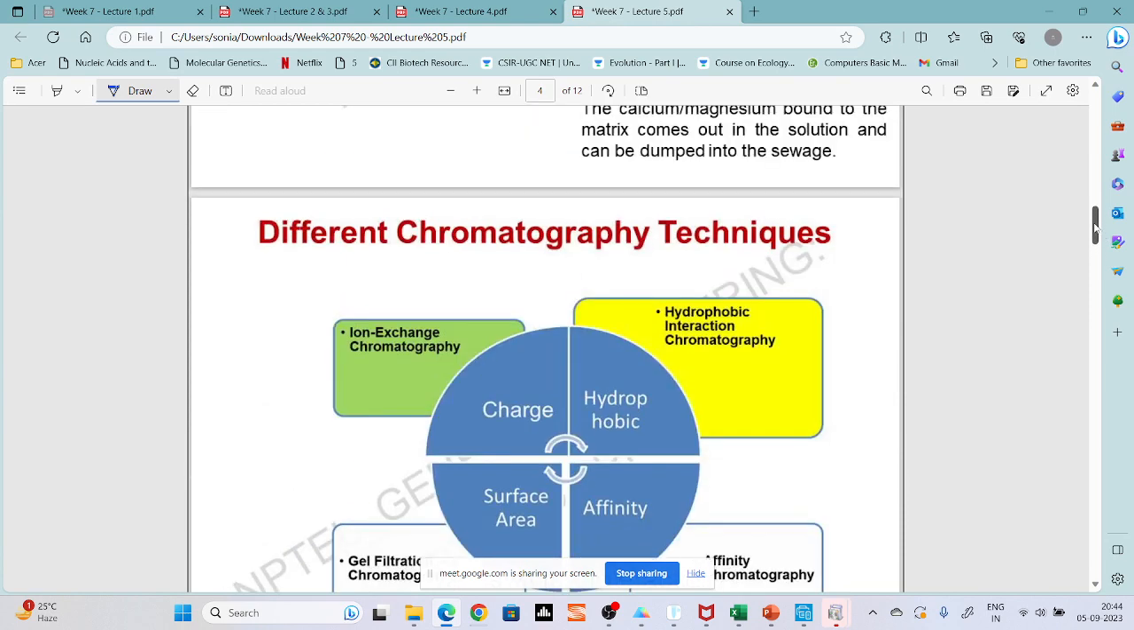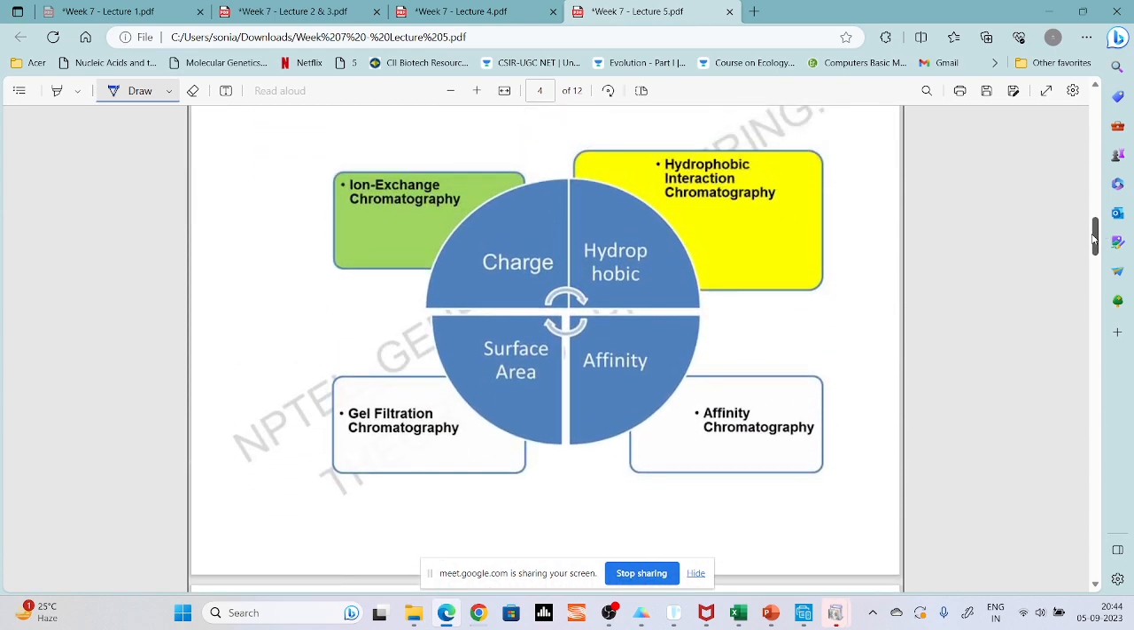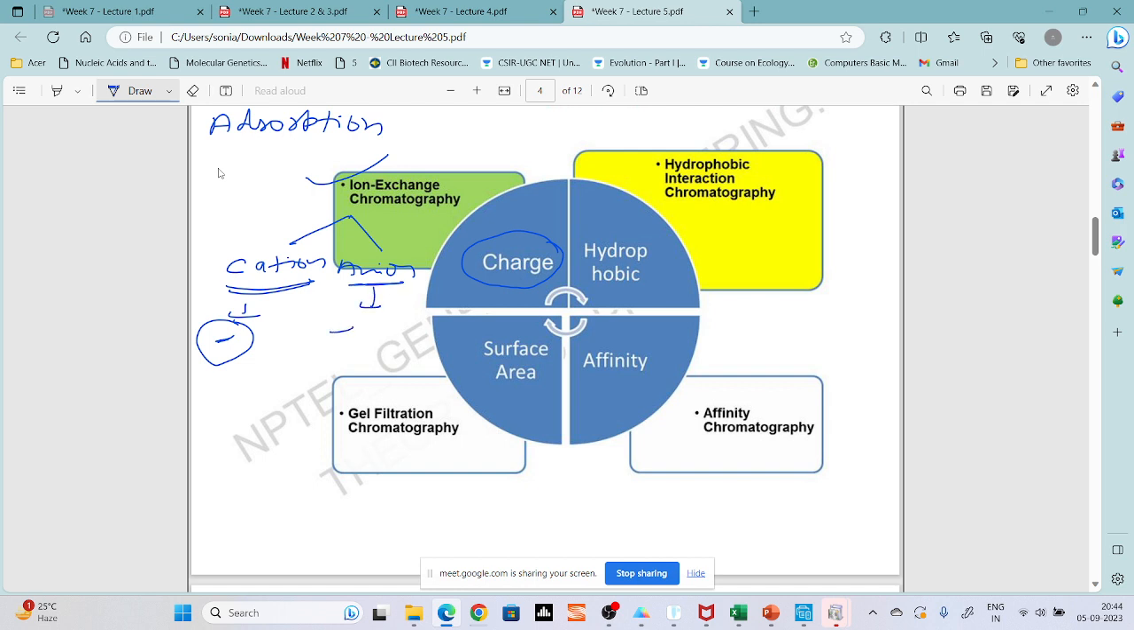So now we have studied ion exchange chromatography. We were studying adsorption chromatography. In adsorption chromatography, depending upon the different properties of the proteins, there can be different kinds of chromatographic techniques. The first one is depending upon the charge, for which we have studied ion exchange chromatography. Ion exchange chromatography can be of two types: cation exchange chromatography and anion exchange chromatography. In cation exchange chromatography, the matrix is negatively charged. In anion exchange chromatography, the matrix is positively charged. This we have studied.